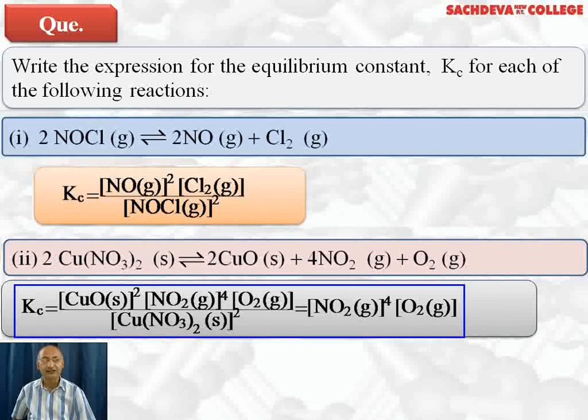The concentration of a solid does not change appreciably with time, therefore the solids we have to ignore. So this factor and this factor will go away, and finally we will get NO2 gas raised to the power 4 into molar concentration of O2 gas. That is, only gaseous species we have taken, and the solids' concentration we take as 1.